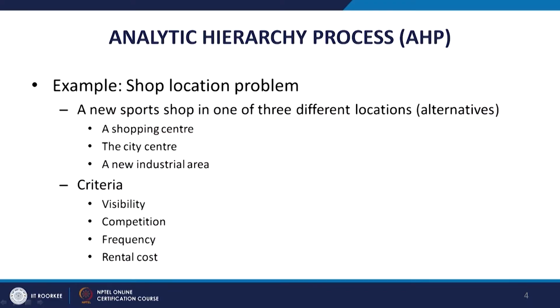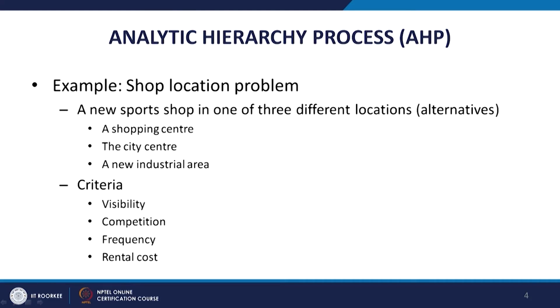So, this is the main characterization of these three alternatives, and the characterization itself indicates what kind of criteria could be useful in solving this decision problem. So, visibility, as we talked about. City center, any new shop that you open in a city center will have good visibility. Shopping center, higher visibility because of the number of people that will come there for shopping. And then industrial area, probably it will have low visibility because it is outside the city. So, only people in the nearby areas will visit.